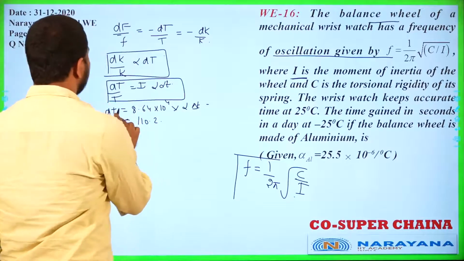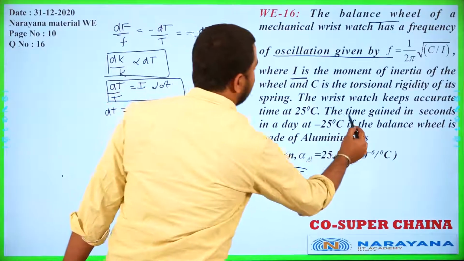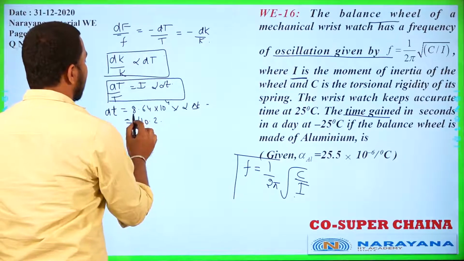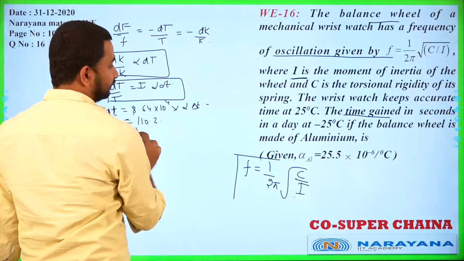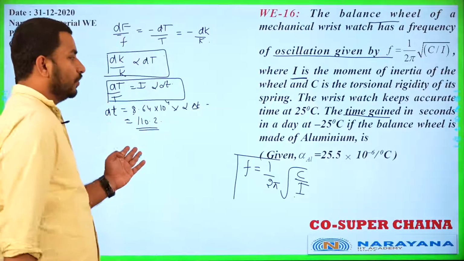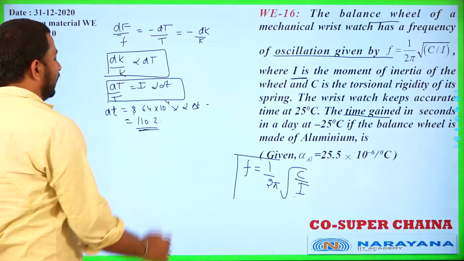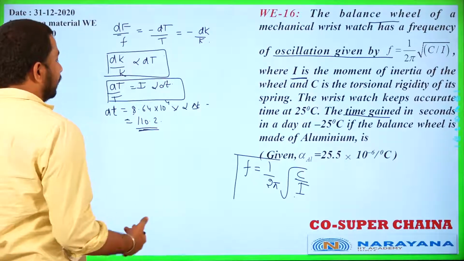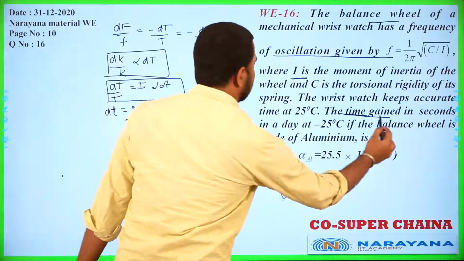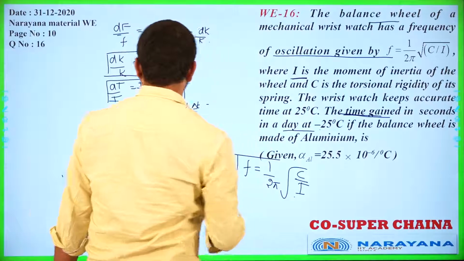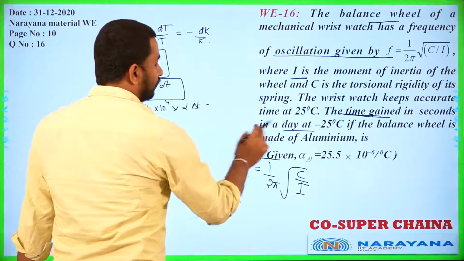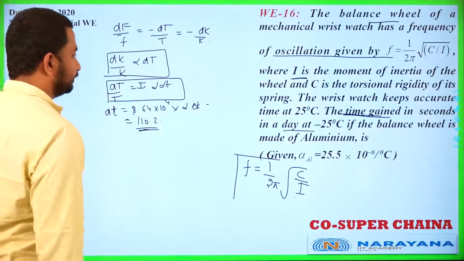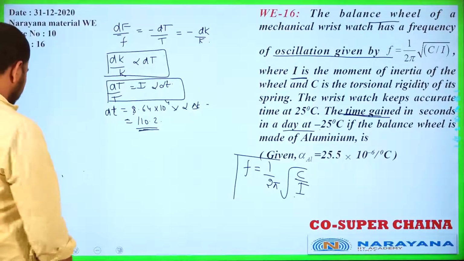We have to calculate the time gain, so we substitute the value of I alpha delta T here. On substituting, we get the answer as 1110.2 degrees Celsius. That will be the time gained, meaning how much time this will gain in a day, which can be calculated here. The whole day takes 24 hours, so just substitute the values here. Let's move to the next question.